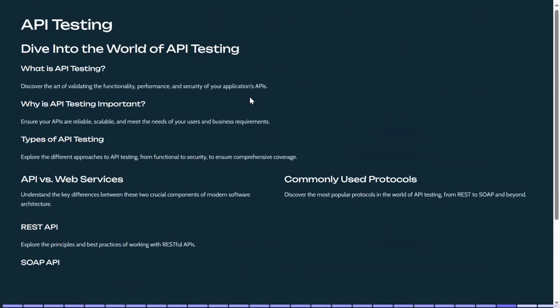And API testing. These days, 95% of applications are transforming to API. API is very fast and gives accurate results. So what is the role in API testing and what are the types of API testing available? We will discuss different types of testing, REST API and SOAP API, and the commonly used protocols as part of this API testing.